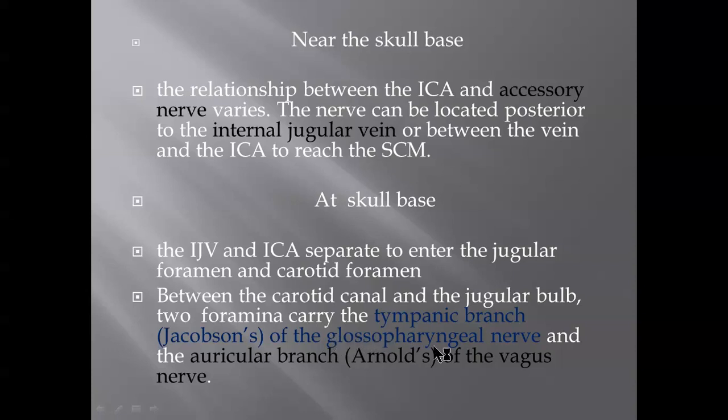So we must remember, as the internal carotid artery is almost there to reach the cranium, it has relation to two nerves, two branches: the tympanic branch of Jacobson of cranial nerve 9, and Arnold's auricular branch of the vagus nerve. One must be familiar with these few points for exam purposes also. And before it reaches the skull base, we must remember the accessory nerve relation and the internal jugular vein relation. So let's talk about these.